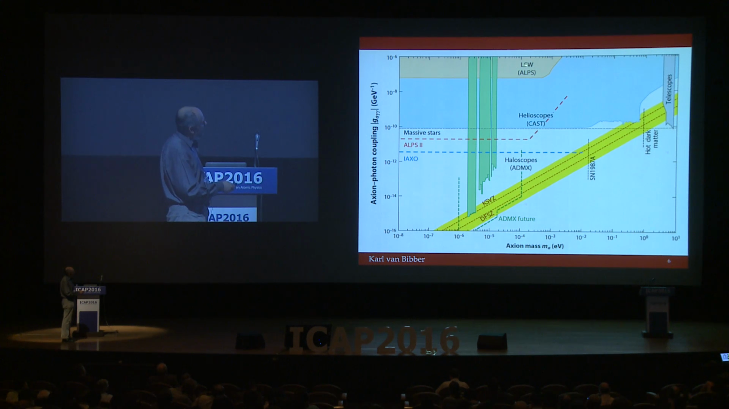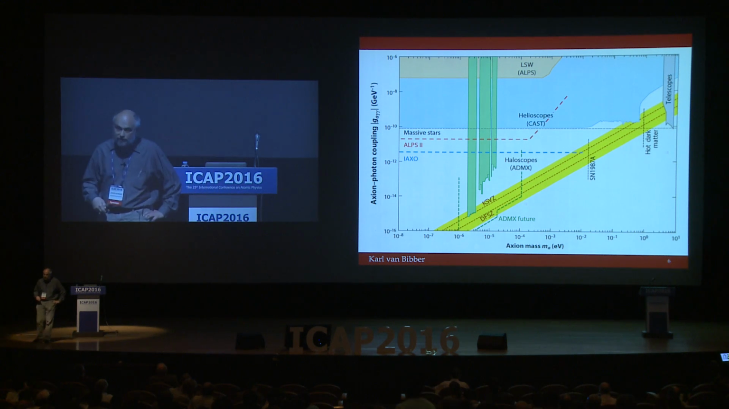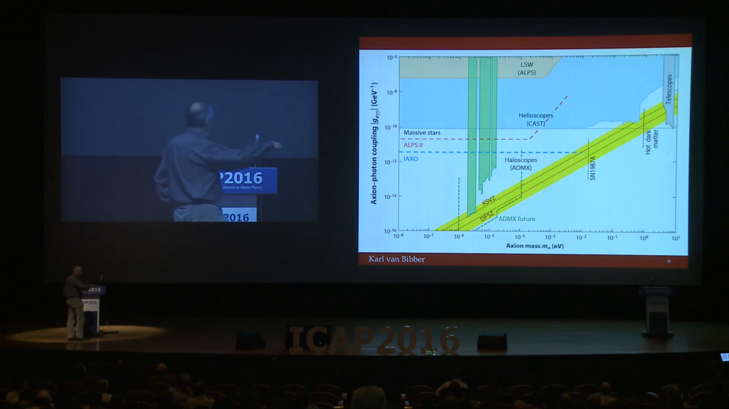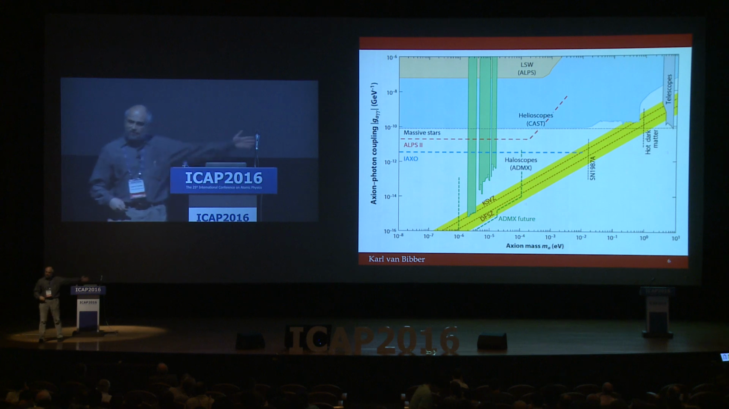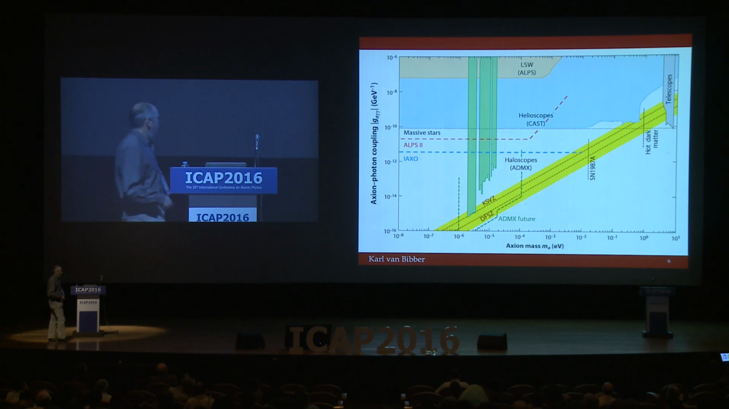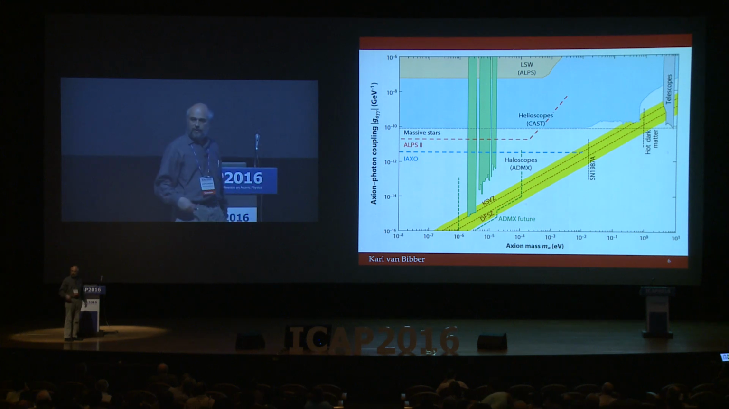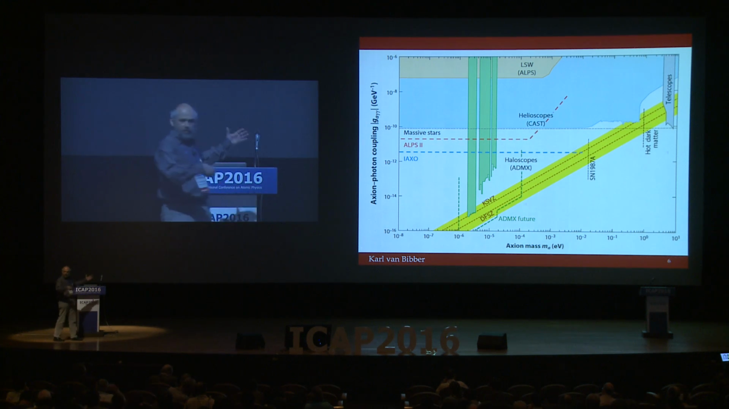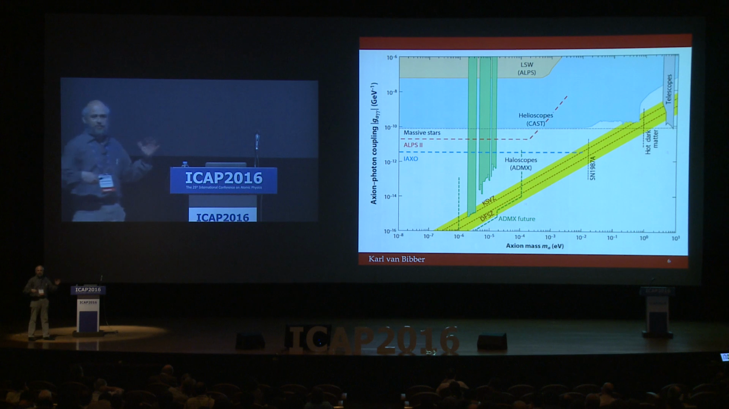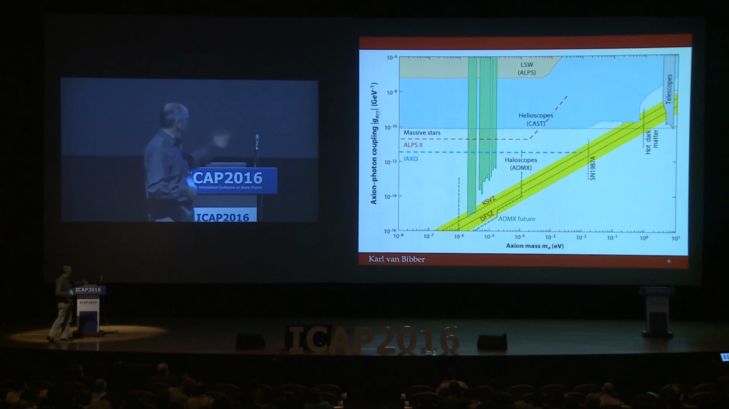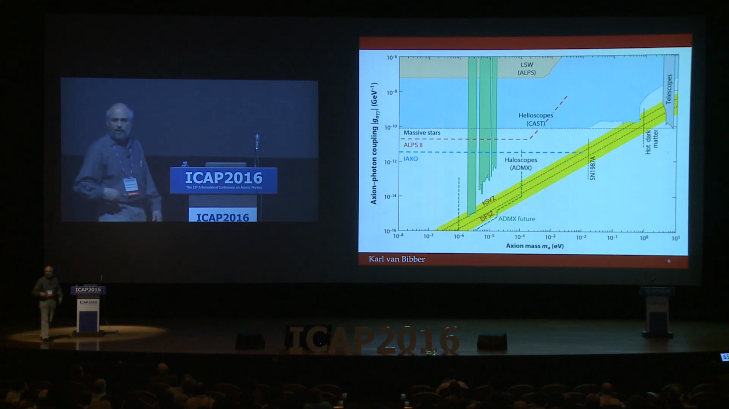Like this LSW, which stands for light shining through the wall. The idea is that if I take a laser and put it onto a wall, the light will not go on the other side. But if I put a very strong magnetic field and also maybe a power build-up cavity to make my photon bounce many times, I can hopefully generate some axions.